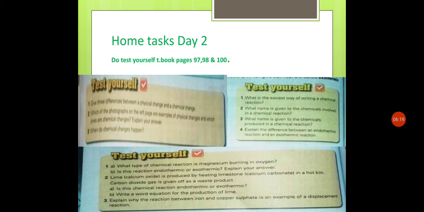These are the home tasks for day 2. You have to do Test Yourself from the textbook, pages 97, 98 and 100.